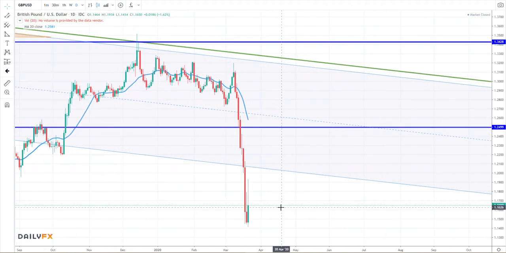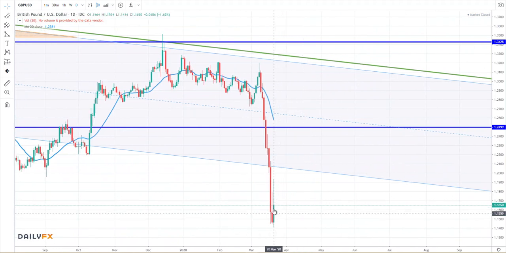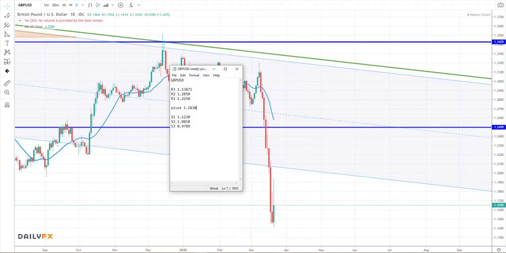So here we see Friday we closed with a pretty bullish candle. That's a good sign, which means we could see some retracing this week. But let's talk about where price will be going. So our pivot is 118.30.